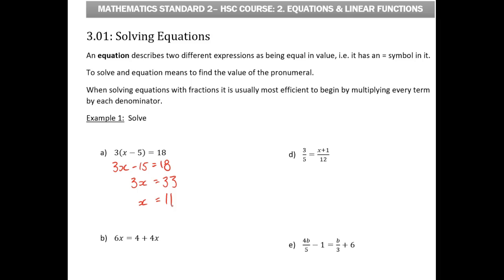One of the good things about solving linear equations is we can always substitute our answer back into the original expression to see whether it remains true. So if I put x equals 11 back in here, 11 minus 5 is 6, 3 6s are 18, the left hand side equals the right hand side.